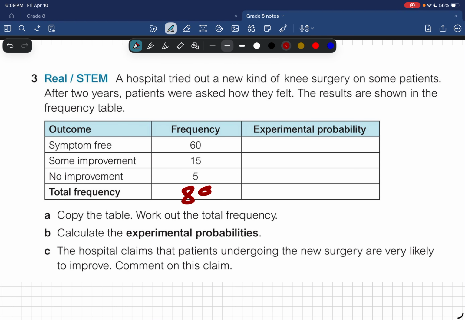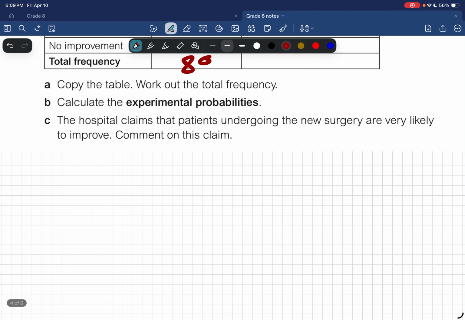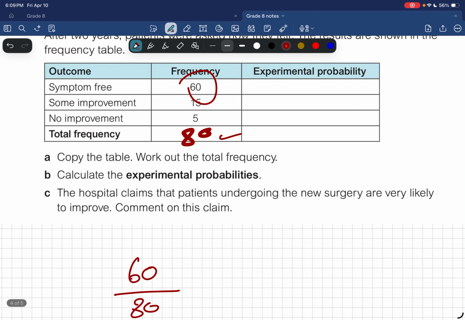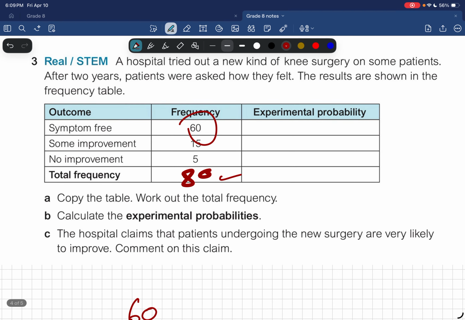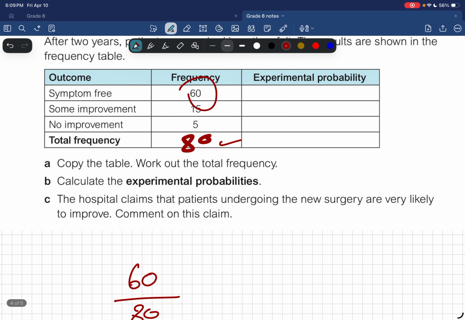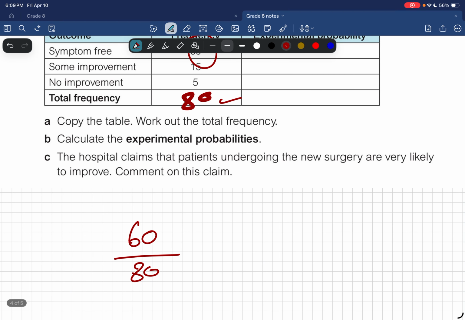So starting with the first one here, we have 60 patients, which is the frequency of an event, over the total frequency, which is 80, as you can see here. We can show it as just a decimal or a fraction, or we can show it as a percentage, as you like. So first we're going to do it as a fraction.